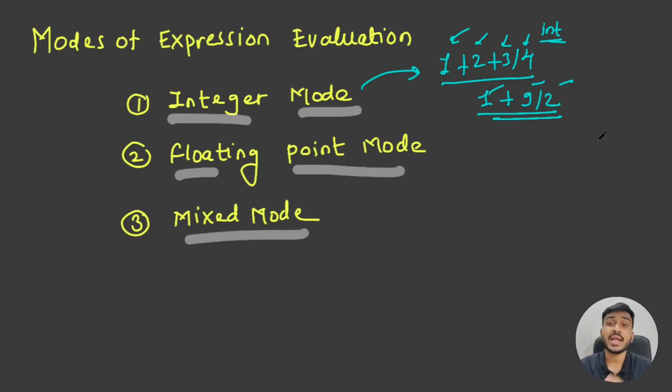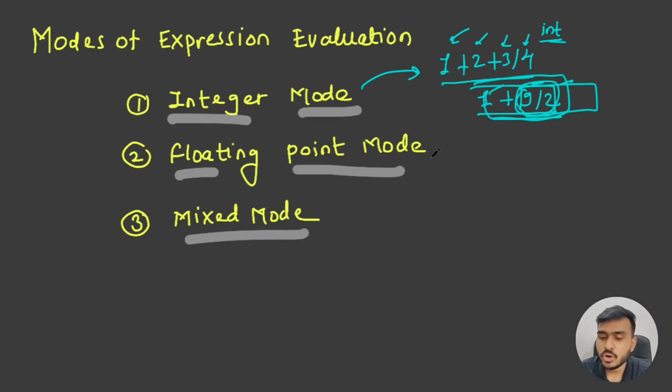Now what do we mean by result of a sub expression? If you see this expression, this is a complex expression where there are multiple operators, right? So we can split this expression into multiple sub expressions. In integer mode, each and every sub expression is going to generate an integer result. That's why whenever you write 9 by 2, its answer is always going to be an integer, not a float. So I hope now you have got the idea.